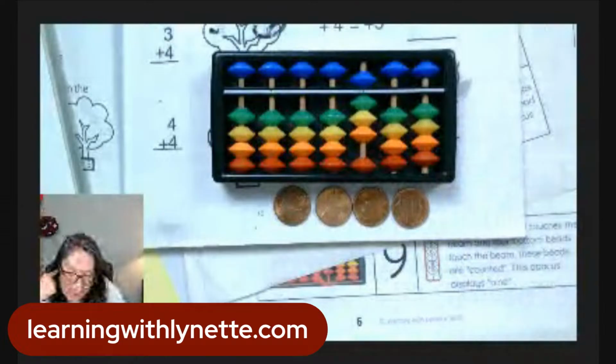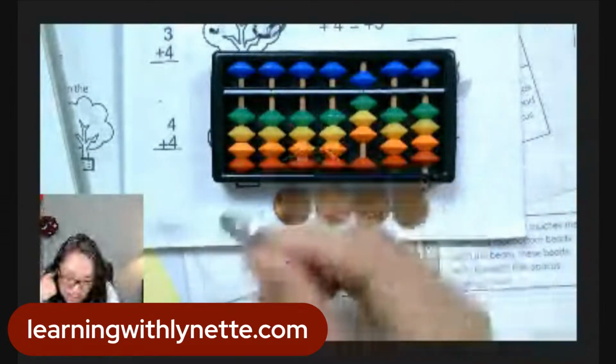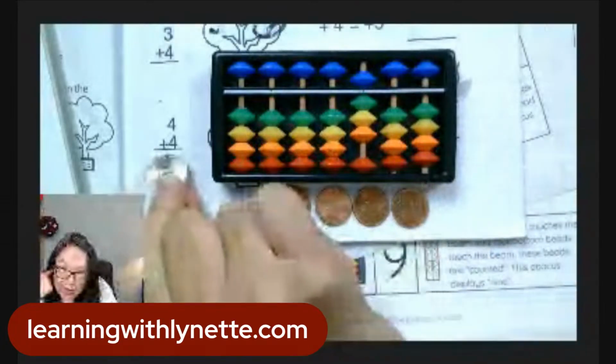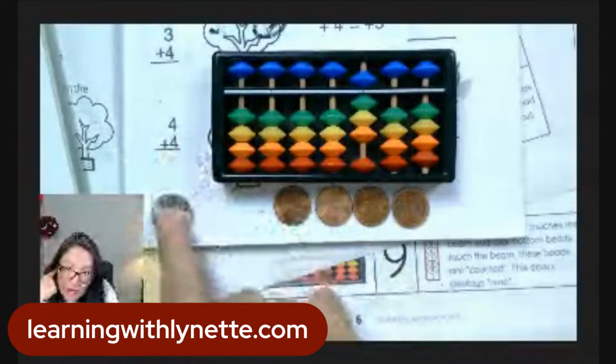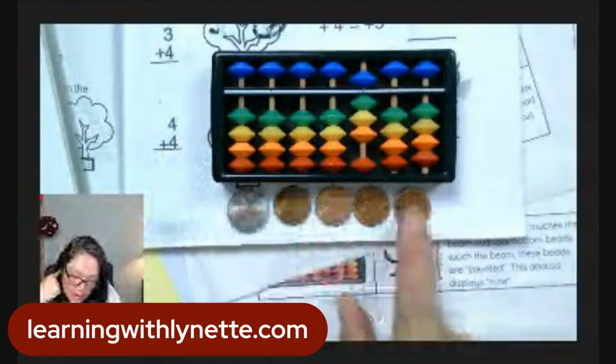So if I have my handy dandy nickel, that's all I have is a nickel. So I'm going to give you a nickel, but this nickel is too much. It's only worth 4 cents. So if I give you a nickel, I need to take away 1.